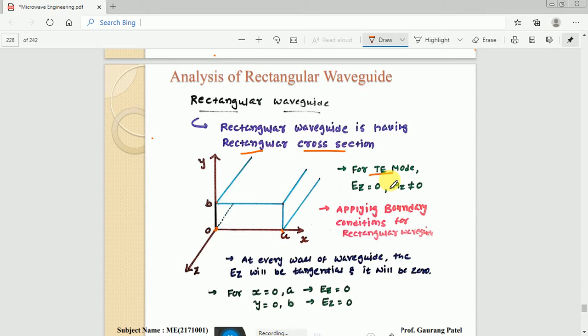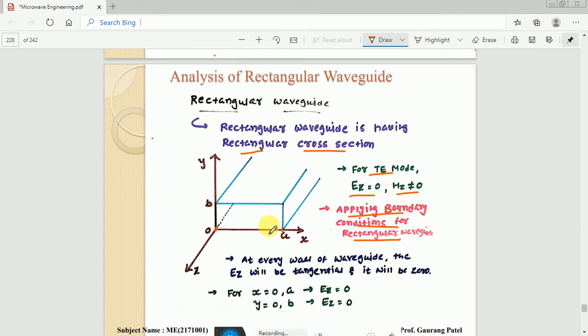Now if we consider the TE mode first, then T stands for transverse electric. It means that the electric field component in the direction of propagation is 0 and the magnetic field component in the direction of propagation is not 0. So if the direction of propagation is Z, then Ez is equal to 0 and Hz does not equal 0.